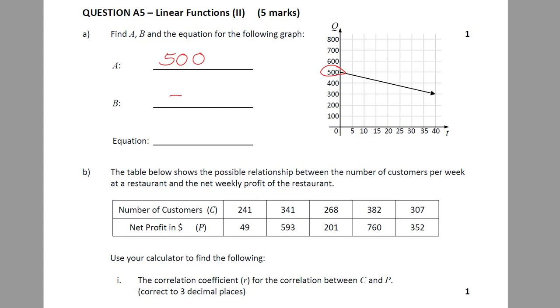Let's confirm that. Now let's look for some points it's easy to read. It's not easy to read that point here, or that point, but that's easy to read. It goes right through there. So let's consider this triangle. It's gone minus 100 over a run of 20. What does that simplify down to? Minus 5. So what's the equation? Well, instead of y equals a plus bx, the y is a q axis, the a is a 500, the b is a minus 5, and the x-axis is a t.